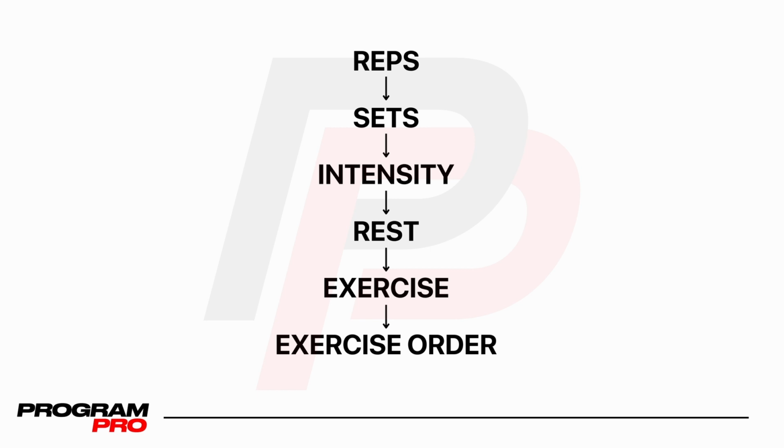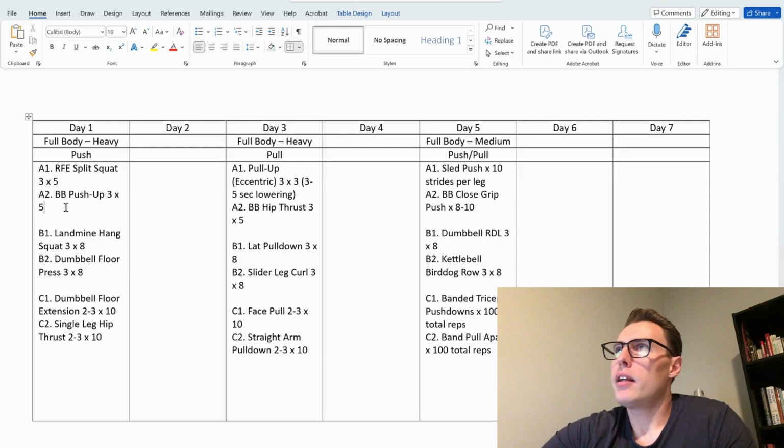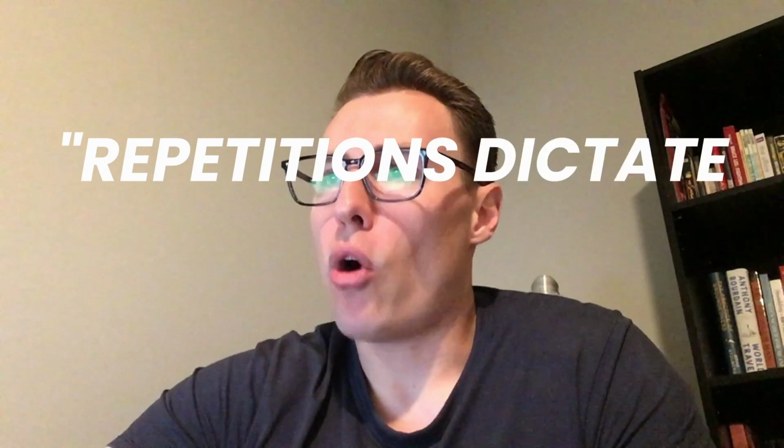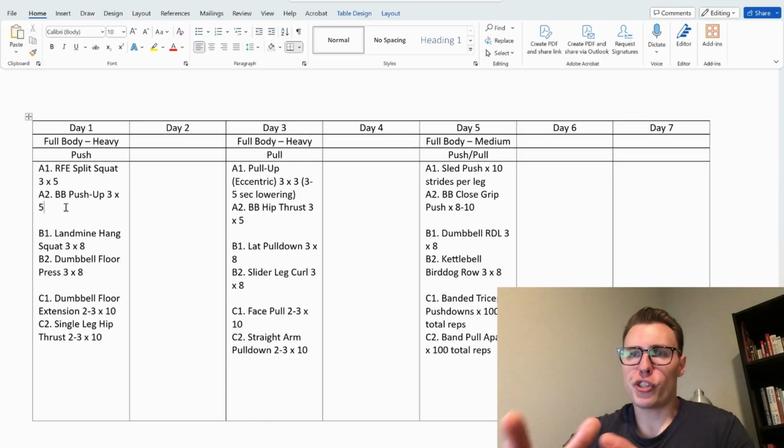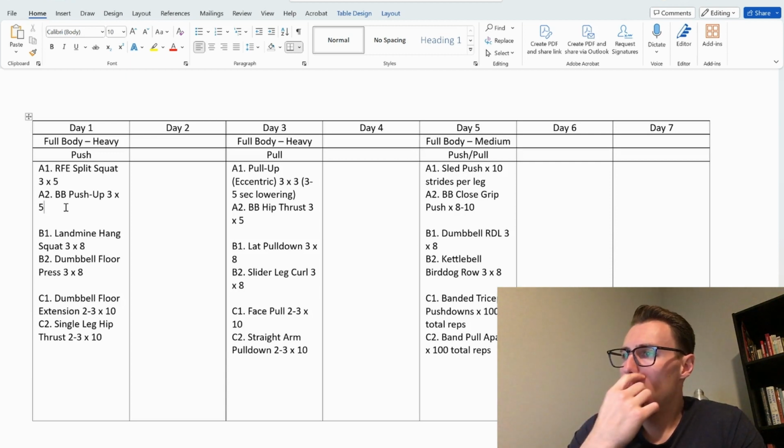You're going to know the volume based on that rep range. So repetitions dictate all other training variables. So that should be number one. And something I do with my personal clients, and I show in depth in Program Pro, is how to map out a 12-month program for your clients, just starting off with the repetitions. So priority number one, focus on the repetitions.